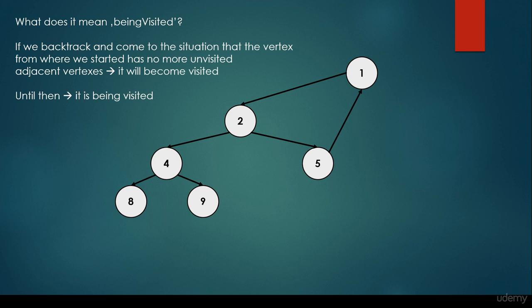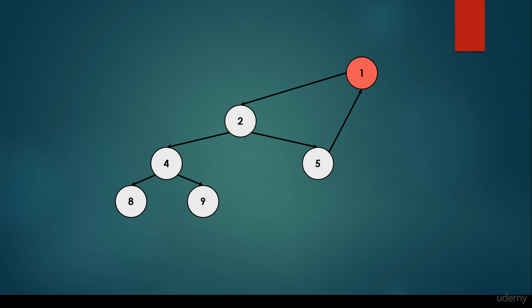Okay, so let's see a concrete example. By the way, you may pose the question: what does it mean that a vertex is being visited? Okay, if we backtrack and come to the situation that the vertex from where we started, for example, we are going to start from vertex 1, has no more unvisited adjacent vertices, then it will become visited, but until then, it is being visited. So we start at the root node, for example this vertex 1, and it is being visited. We keep visiting its left child in a recursive manner. This is how depth first search works.